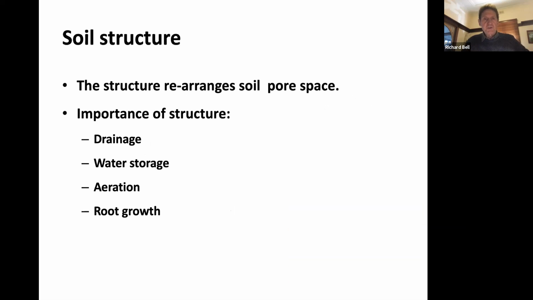So the importance of soil structure and maintaining the soil structures: around drainage, having enough macro pores so that excess water will drain through the profile. Secondly, you get storage of water in the peds for dry periods. Thirdly, that there's enough macro pores that air can penetrate through the soil and provide the aeration for roots and microorganisms. And finally, for root growth itself.